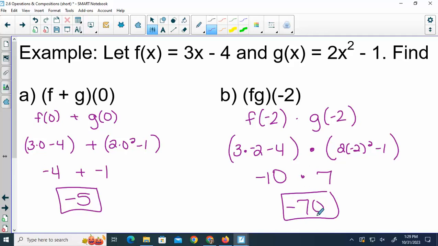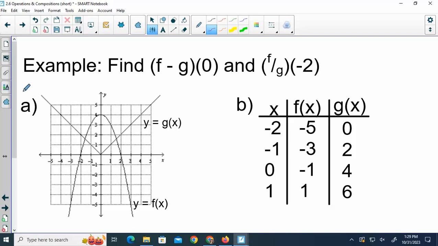Okay, so with those, I'm just giving you a number. You plug it into each of them and do whatever operation: add, subtract, multiply, divide, whatever I'm asking you to do. Are those okay? I might ask you to do the same thing when your functions are represented from a graph or a table, so not just the equations. So let's see if we can try those.